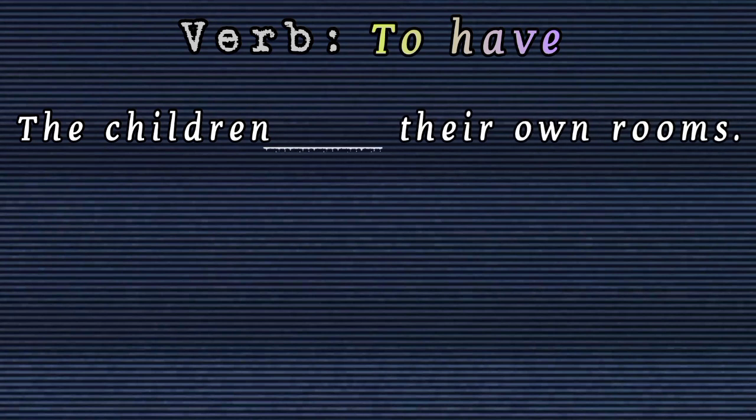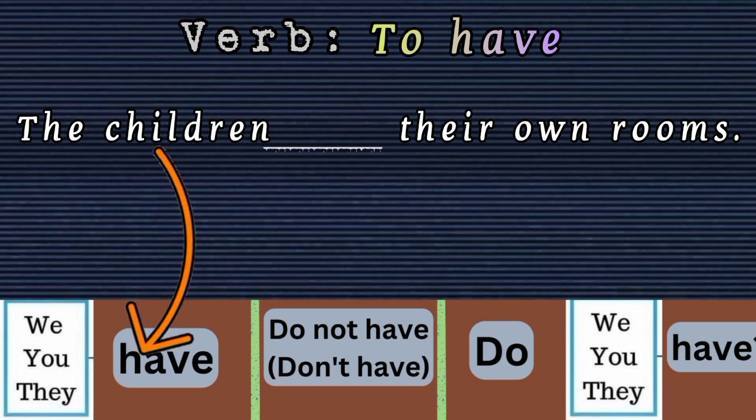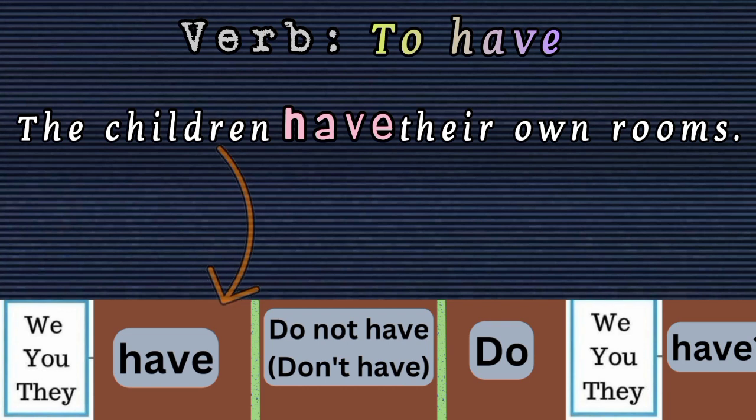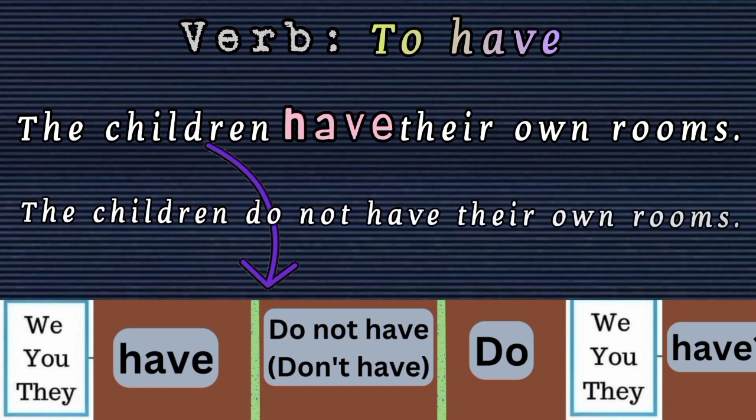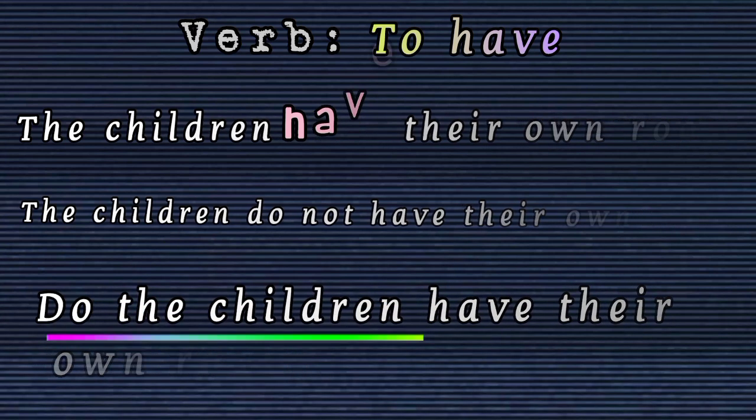The children their own rooms. In this sentence, the children can be replaced by the subject personal pronoun they. Therefore, we will use have. The children have their own rooms. Alright, now let us change the sentence into the negative. The children do not have their own rooms. In the interrogative or the question form, it will be, do the children have their own rooms?